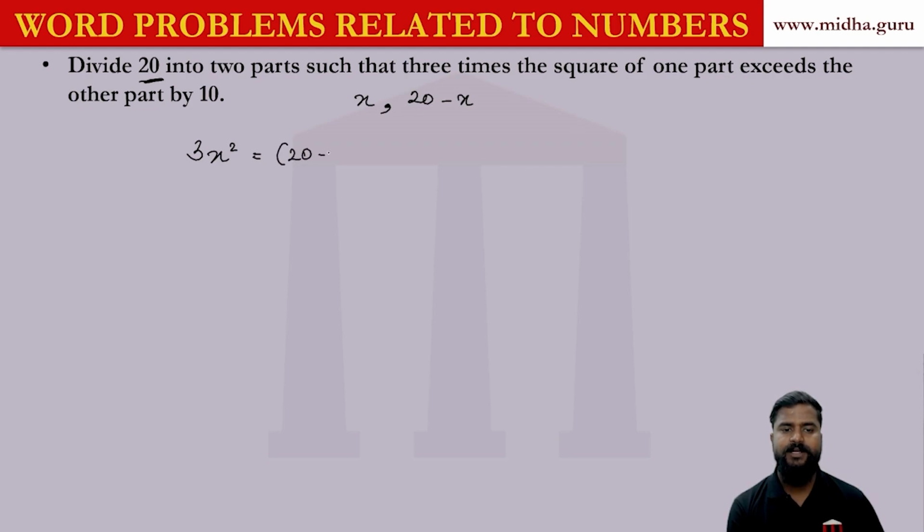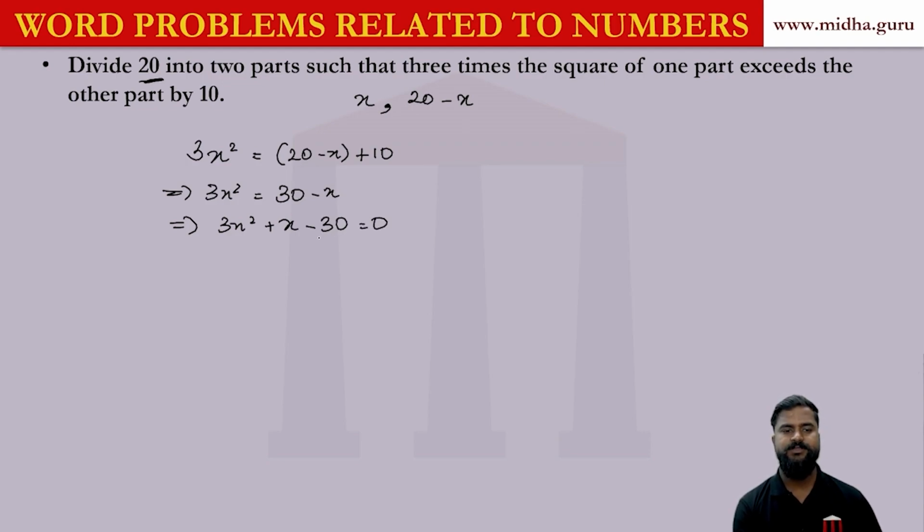The other part is 20 minus x and this exceeds it by 10, so we add 10. When we form the equation, we get 30 minus x. We bring it all to one side and get 3x square plus x minus 30 is equal to 0. Now we'll go about solving this equation. We can solve this equation by two methods, factorization or the quadratic formula. If you don't know how to solve by these methods, it means you haven't watched the basic concept ideas of quadratic equations and the exercise solving part.